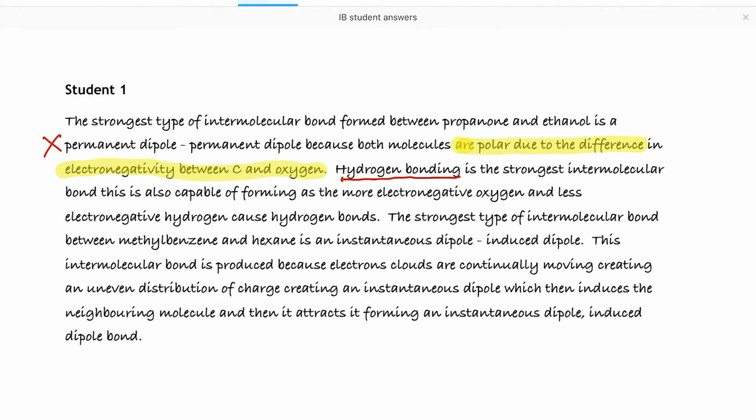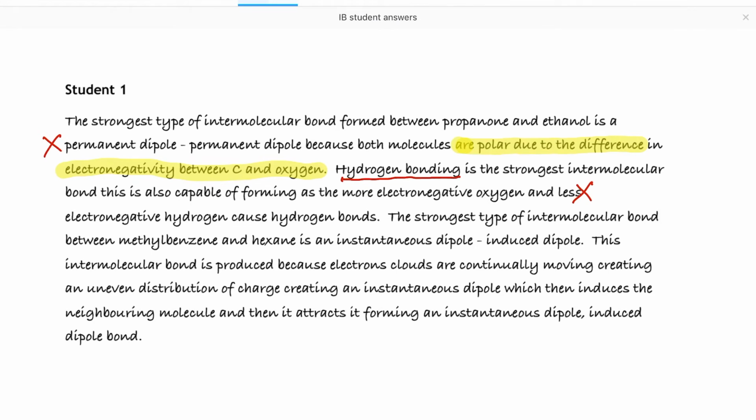The more electronegative oxygen and the less electronegative hydrogen cause hydrogen bonds. This is a really good example of, I think the student knows what they're talking about, they just have no ability to put it down on paper. So again, we're not seeing any marks here. There are no marks for the first part of the question. Let's move on to methylbenzene and hexane.